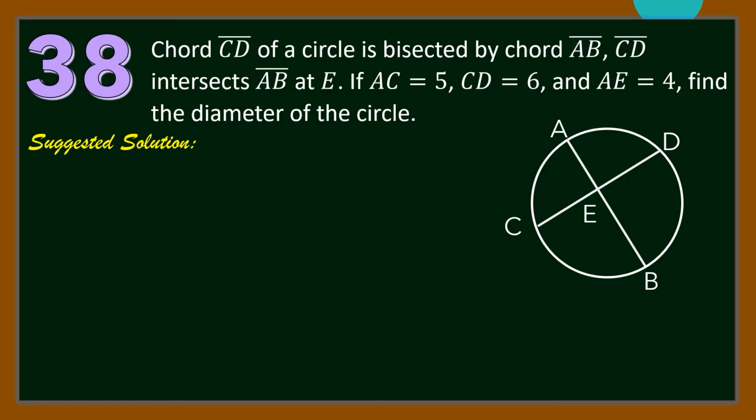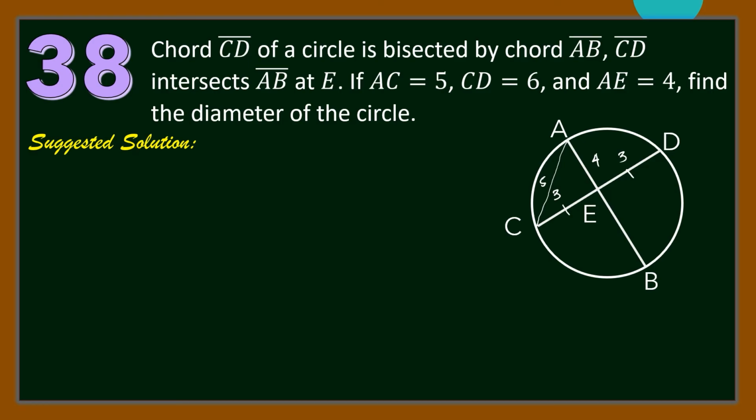From the given information, AB bisects CD at E, therefore CE is equal to DE. And since CD is equal to 6, CE is equal to 3, as well as DE is equal to 3. Now AC is equal to 5, and AE is equal to 4.